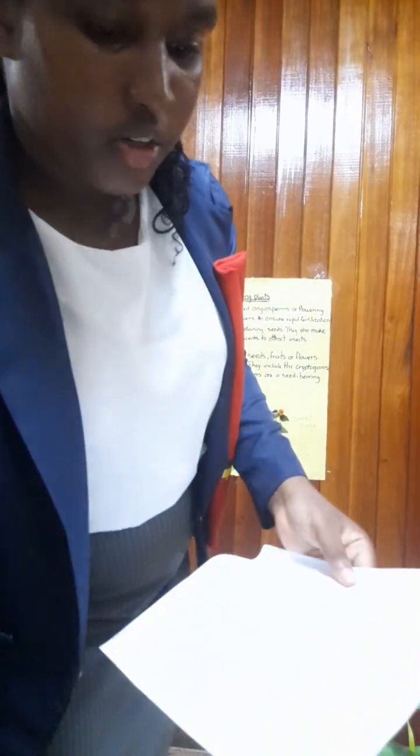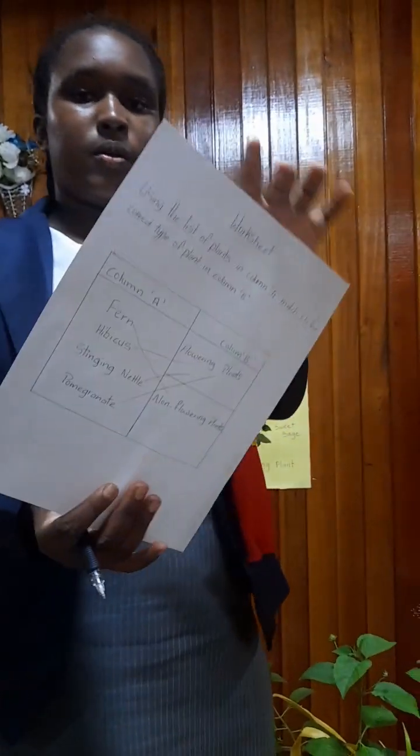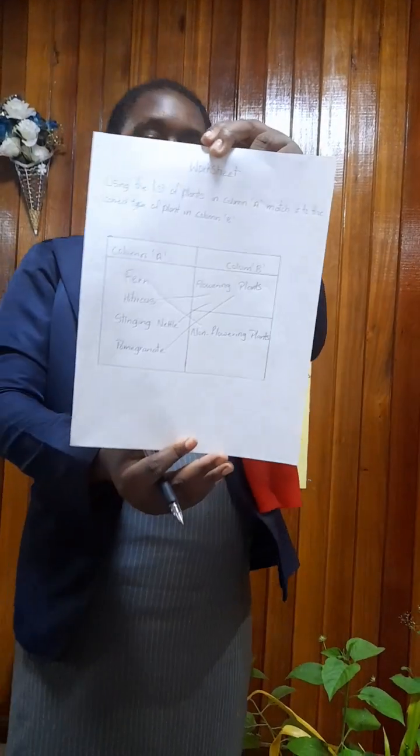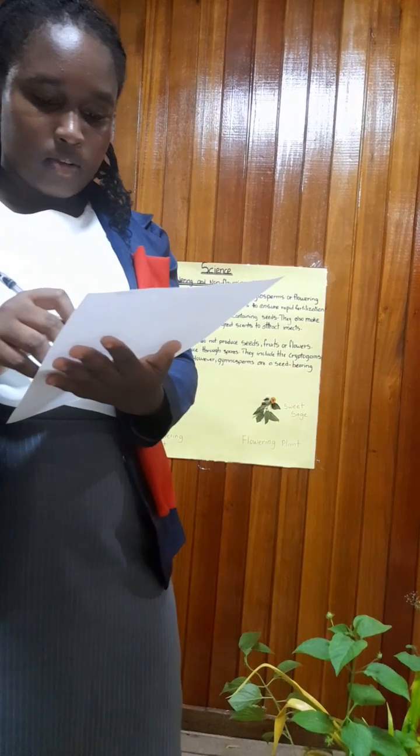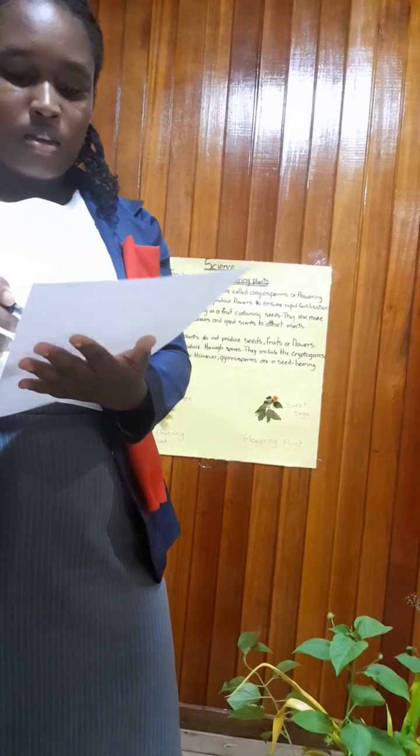The 2 agents of pollination, they said wind and animal, specifically insects, right? Like I explained before, insects will go on the flowers, the pollen grains will stick, and they go on to the next. Now the final worksheet for group 2 is matching the plants to the types. Now they matched fern to non-flowering, that is correct. Hibiscus to flowering, that is correct. Stinging nettle to flowering, and pomegranate to flowering. So this is the end of the worksheets that we just went through.